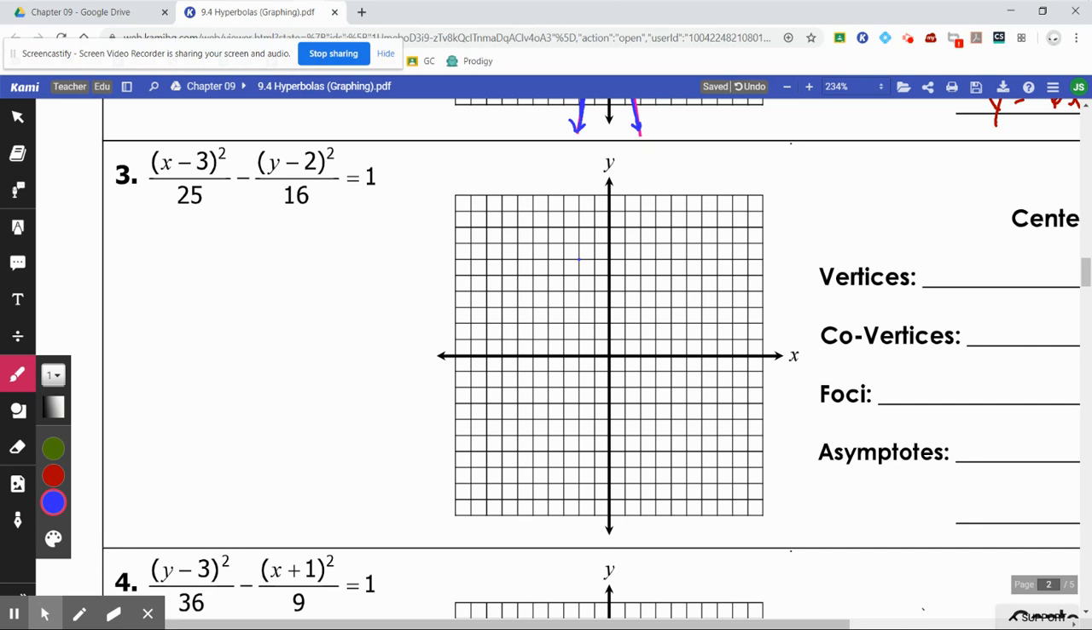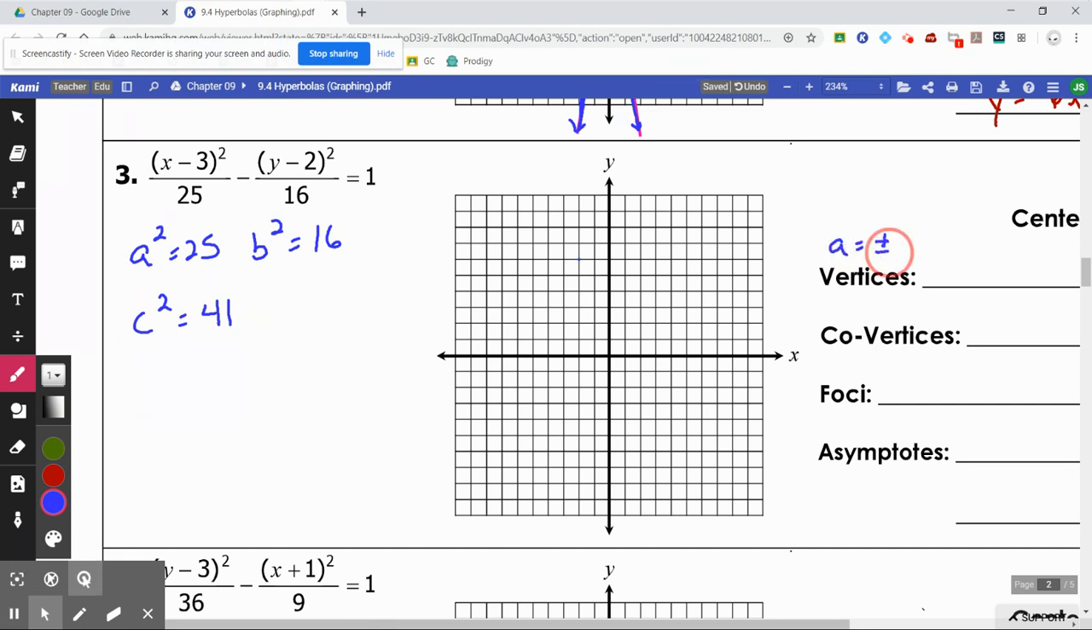And your a squared is listed first, so a squared is 25, b squared is 16. And then c squared, we can go ahead and, whoops, I got ahead of myself. C squared we find by doing a squared plus b squared, so c squared is 41, which means that a is plus and minus 5, b is plus and minus 4, and c is plus and minus 6.40.